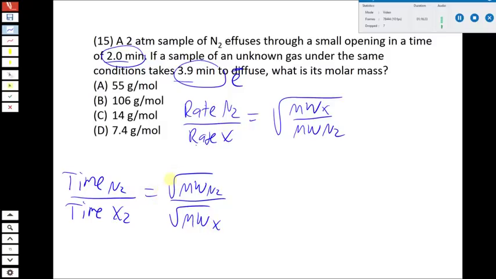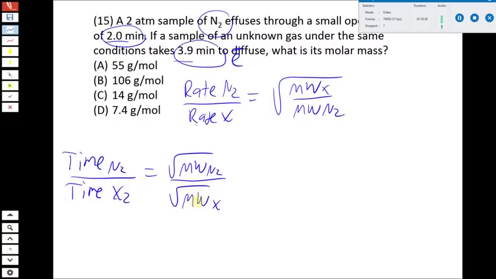But thinking about it sort of logically or conceptually is helpful also. So we know that if a gas is heavier at the same temperature, it's going to be moving slower. So if a gas is moving slower, it should take longer to leak. So if our unknown gas takes 3.9 minutes to leak, which is longer than the amount of time it takes for nitrogen, our unknown gas should be heavier than nitrogen. So when we go through and do all this, if we don't get a molar mass that's larger than that of nitrogen, we can know, at least from the concept of effusion and diffusion, that we didn't get the right answer. All right, so we're just going to use this now to solve for our unknown molar mass, which is given here.